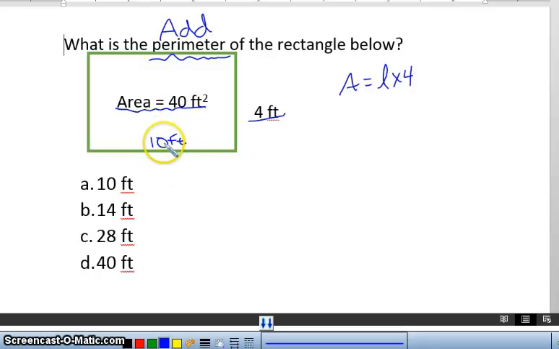So now I know this side length, and if I know it's a rectangle, I can add up all of the sides. All right, if this side's 10, this side's 10, this side's 4, because this side's 4. Now add them all up. 10 plus 10 is 20, 4 and 4 is 8, so 28. So there's your perimeter, 28 feet. So there's just one type of question you may see in the sense of perimeter.